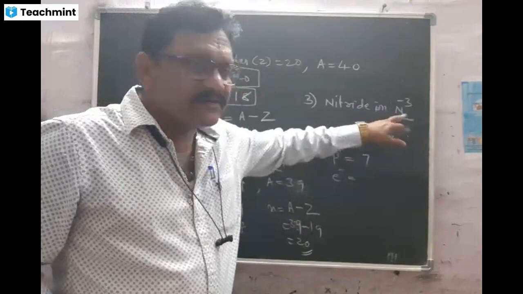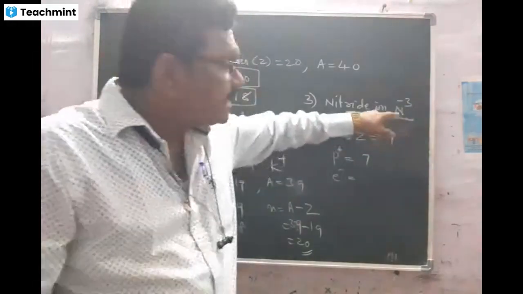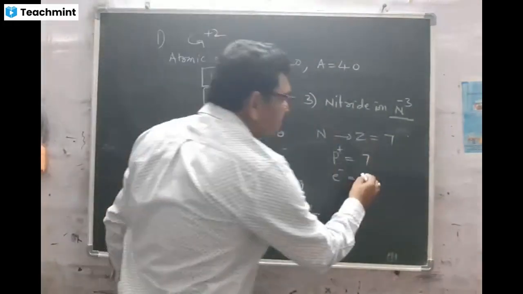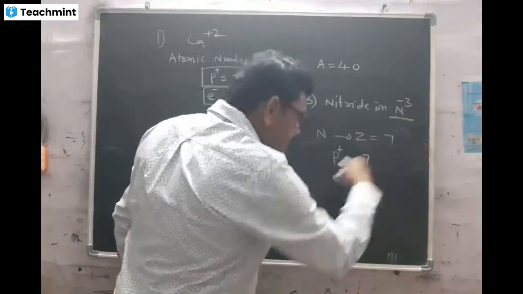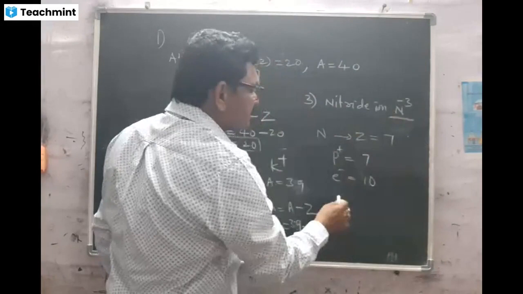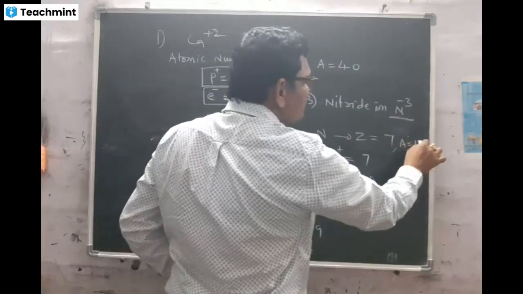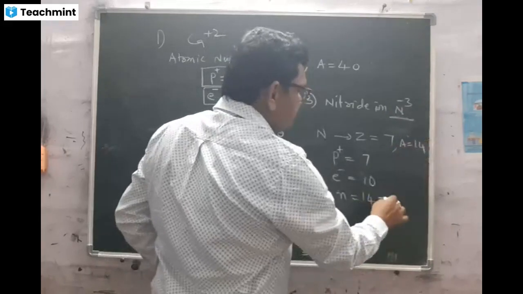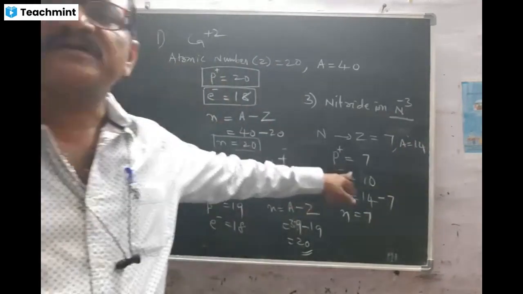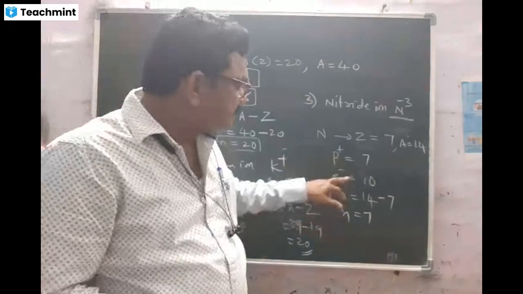But for the nitride ion, you are going to calculate the number of electrons. So nitrogen possesses which charge? Minus 3. That means it can accept how many electrons? 3 electrons. That means 7 plus 3, 10 electrons. But what about neutrons? So Z is equal to 7, A is equal to 14. 14 minus 7. So neutrons are 7. This is your answer.